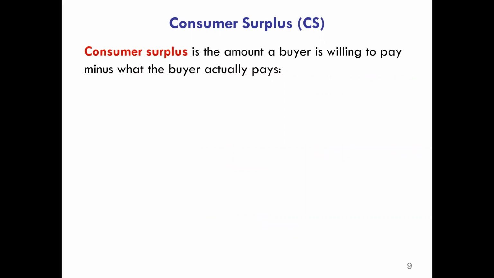So then, what is consumer surplus? This is the second concept I want to introduce to you. We will define consumer surplus as the amount a buyer is willing to pay minus what the buyer actually pays. I'll repeat this: the consumer surplus is the amount a buyer is willing to pay minus what the buyer actually pays. So mathematically, we can express consumer surplus as CS equals willingness to pay minus the price.